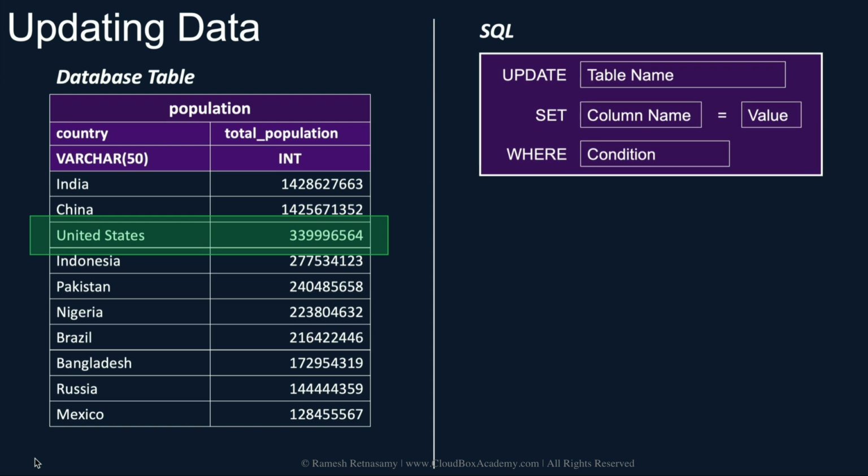Let's say we've received the updated population information for United States and we want to update the table with the new figures received. As we said, we need to write the update statement with the keyword update, followed by the table name, which is population in this example. We then need to identify the record to be updated. In our example, we want to update the record where the country is United States. So let's add the condition in the where clause. It'll be where country equals United States.